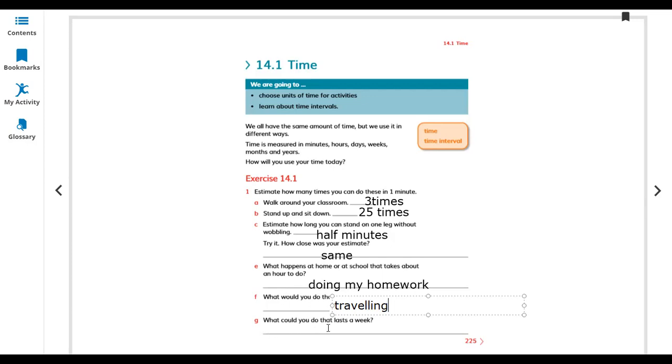What could you do that lasts a week? You can write any activity which will take one week to complete. You can write according to your own mind. This you can also write here: traveling, sometimes we have a long journey, or hiking. It will take a long time.